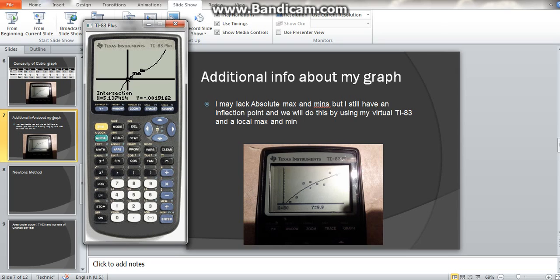Every value after that point is increasing infinitely. Every value below that point is decreasing infinitely. That's when my graph switches from decreasing to increasing or increasing to decreasing. And that point is 5.137414.